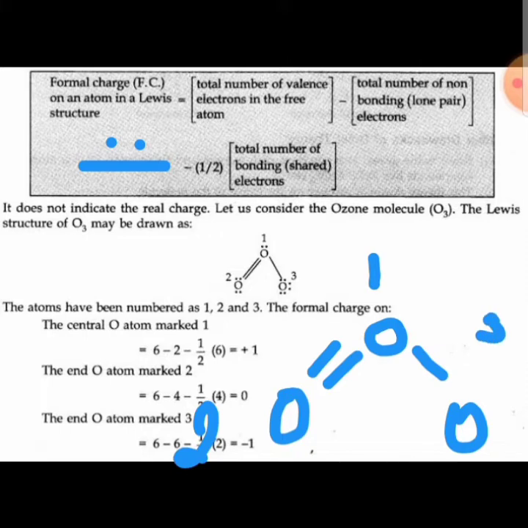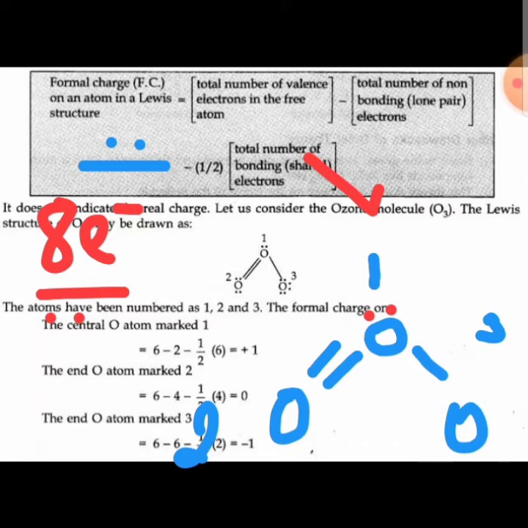Now I have to make sure that each oxygen atom must have 8 electrons in its valence shell to follow the octet rule. Now around the first oxygen, you can find 3 covalent bonds. 3 covalent bonds means a total of 6 electrons, 3 twos are 6. Now the other 2 electrons I am going to represent in the form of one lone pair.